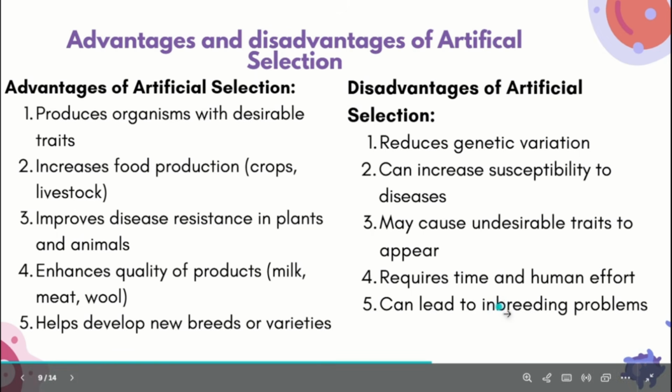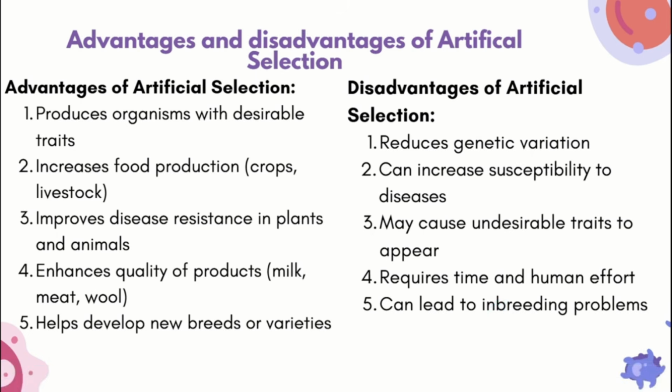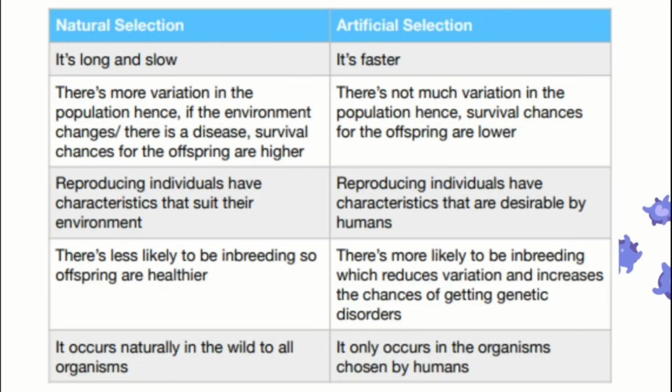Inbreeding is basically when you mate individuals like siblings or cousins, but basically related in some way, and it can cause problems depending on what they're trying to do or what their end goal is when they carry out this artificial selection.